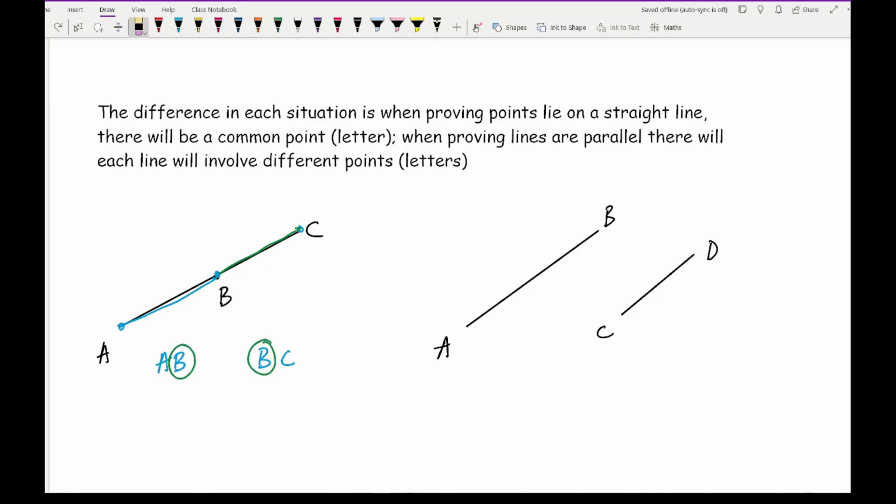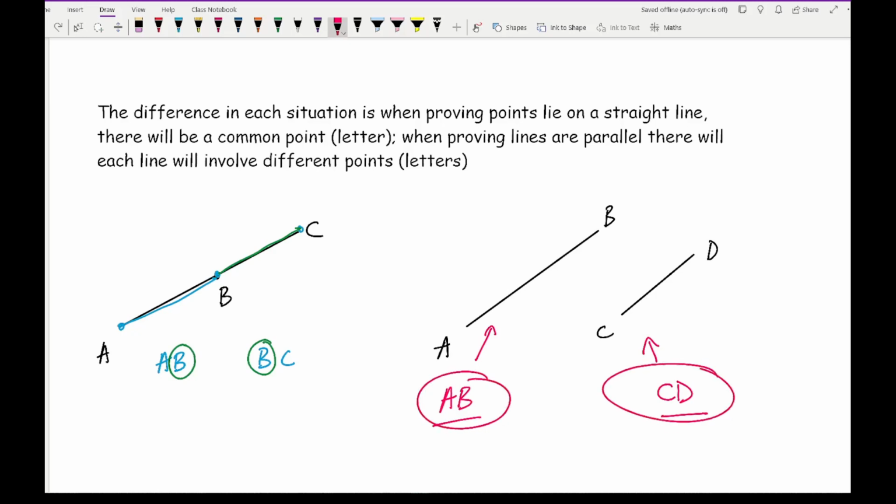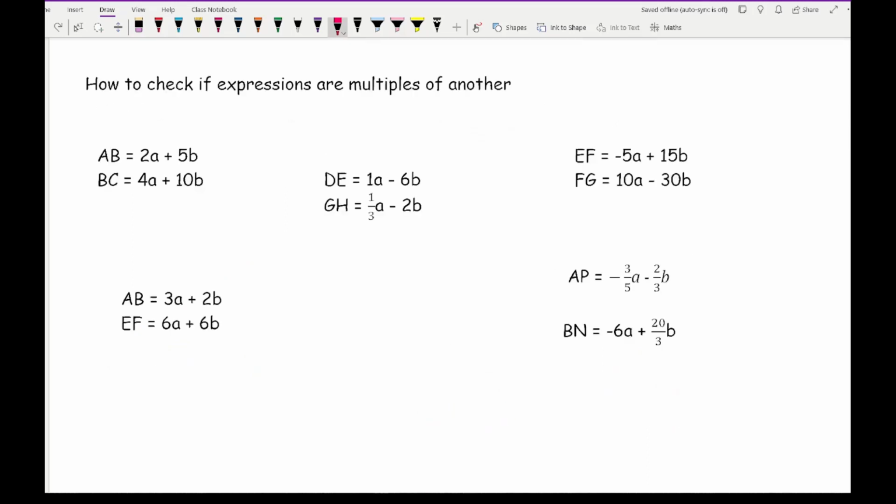And then if we look at proving that lines are parallel, we can see in this first resultant vector that this vector here is going to be AB and this vector is CD, and you can see here that in each of those two sets of resultant vectors there is no repeated letter, so there's no common point between those two vectors. So if we show that one is a multiple of the other, it's going to be proving that the lines are parallel rather than lying on a straight line, because there is no common letter. So now let's have a look at how to check to see if expressions are multiples of another.